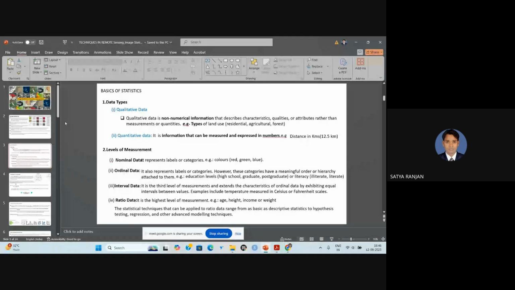This is just the statistical technique. Ratio data also supports basic descriptive statistics, like regression and other advanced modeling techniques. So there are four levels of measurement.